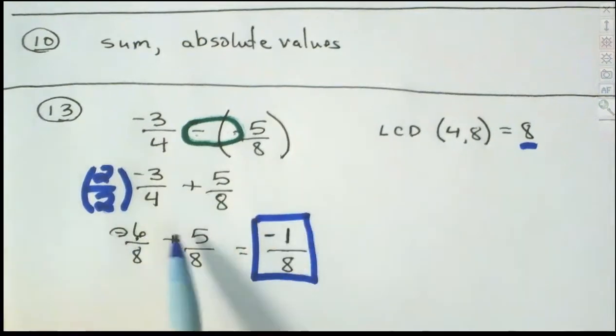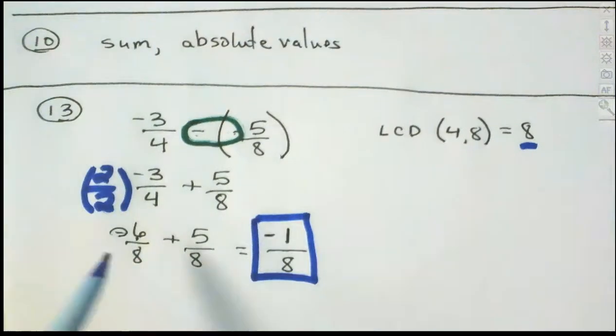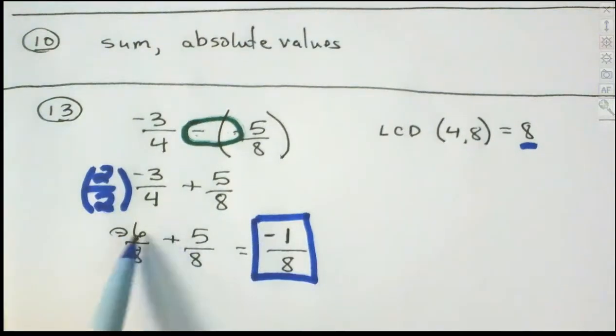Because we looked at the difference, just like we did when we talked about the absolute values a minute ago. Why do we use the difference between these? Because one is positive, one is what? Negative.